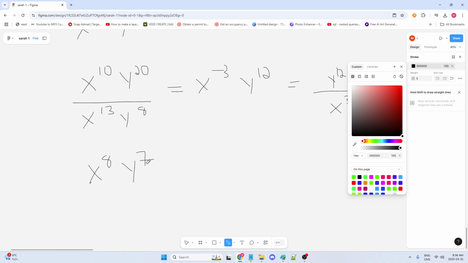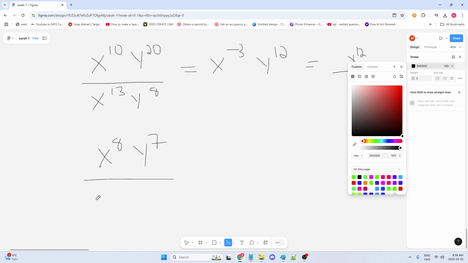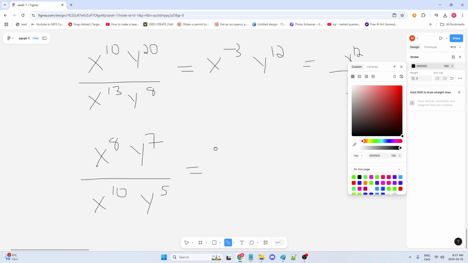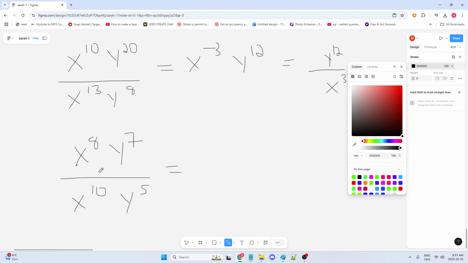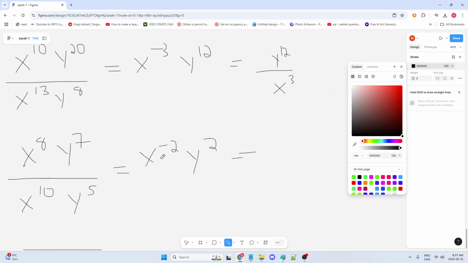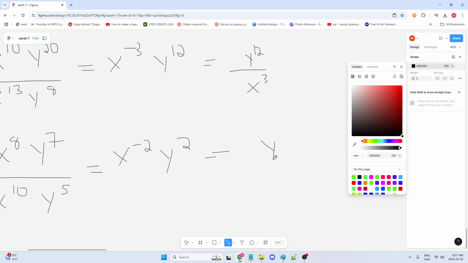One last one. x to the 8 and y to the 7 over x to the 10 and y to the 5. So you have 8 minus 10, so it's minus 2. 7 minus 5, it's 2. I just put the negative on the bottom. So I just keep the positive on top, the negative on bottom. Voila.